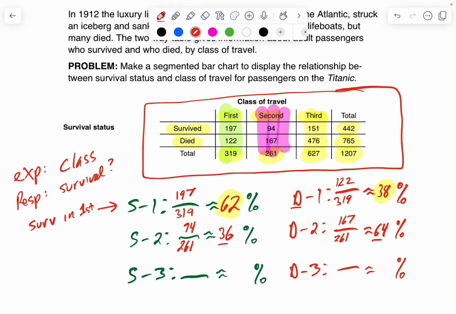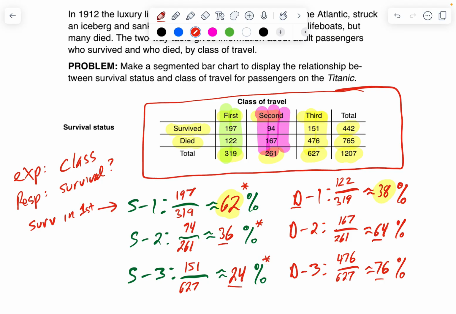Lastly, third class passengers, we had 151 survive out of the 627 people in third class. That's a survival rate of 24%, contrasted with the death rate in third class, which is 476 over 627, which has to be 76%, again, because everybody in third class either survived or died. So those two numbers must also add to 100%. Looking at the numbers, you can see a relationship. The survival rate was highest in first class. The survival rate was noticeably lower in second class, and the lowest survival rate was in third class.